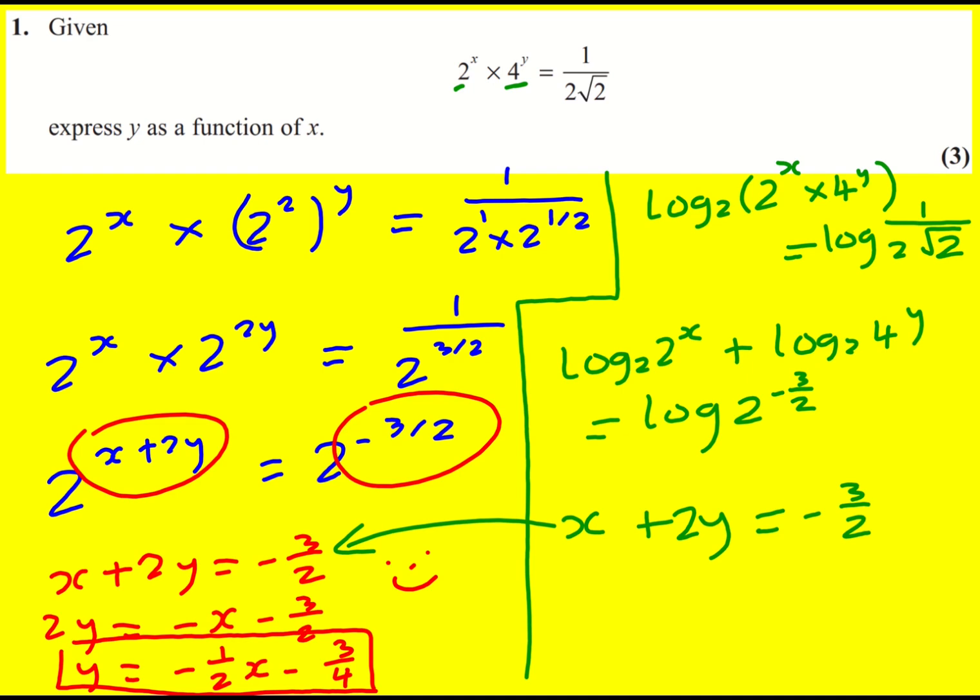To be fair, that didn't really require much more effort. I'd just say if you can use the idea of powers, I would, but be aware of the log situation as well for questions where you can't write things as powers of a single number.